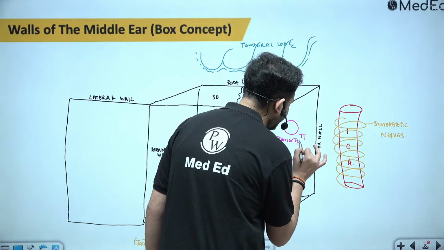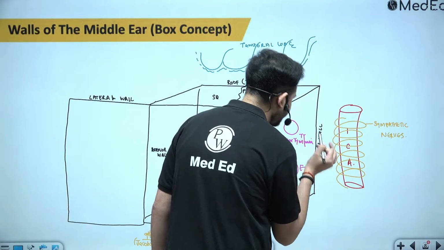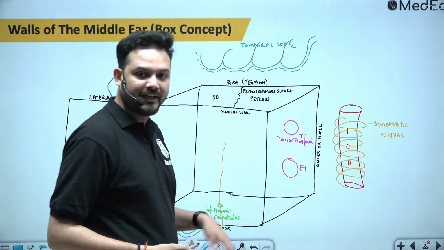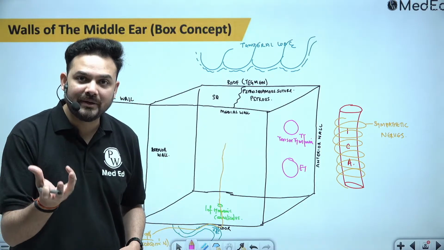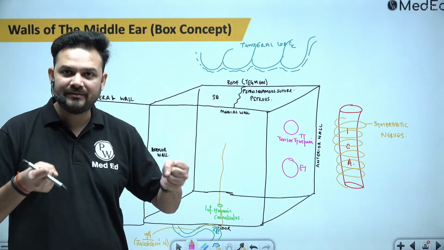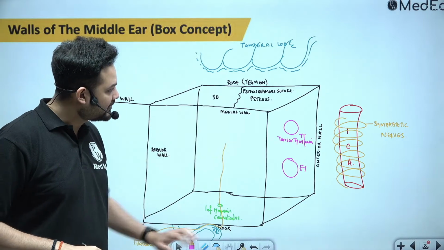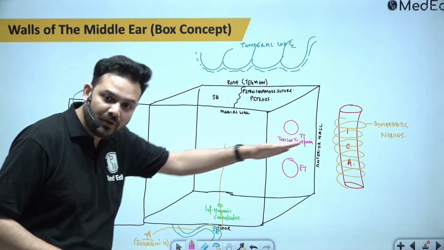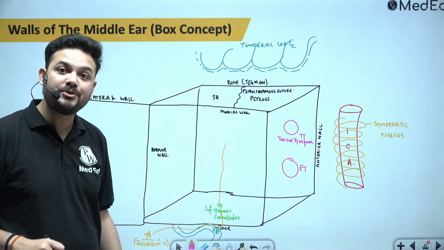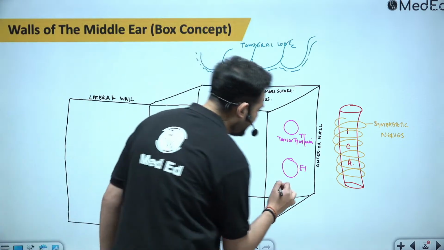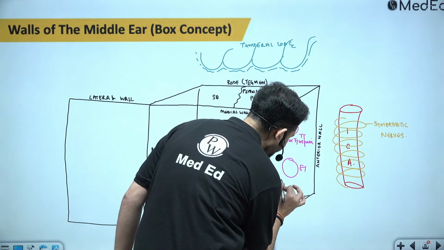Now tensor tympani is a muscle. ये एक मसल होती है that enters inside the middle ear. Tympani means middle ear. Tensor मतलब ये tense करेगी. अब क्या tense करेगी? I'll tell you later. So this is a canal for tensor tympani जो इस मसल को entry देता है. And below that is your ET. ET means the eustachian tube opening. This is the opening for our eustachian tube.